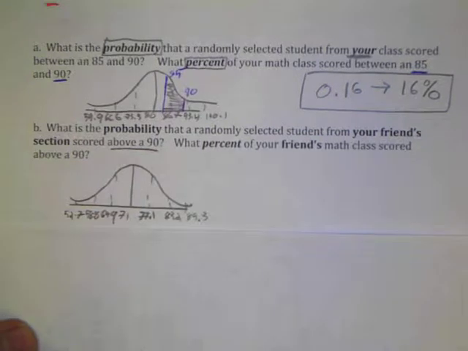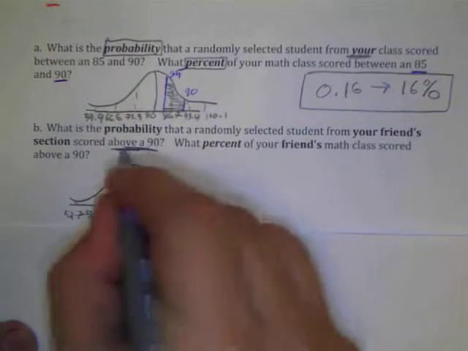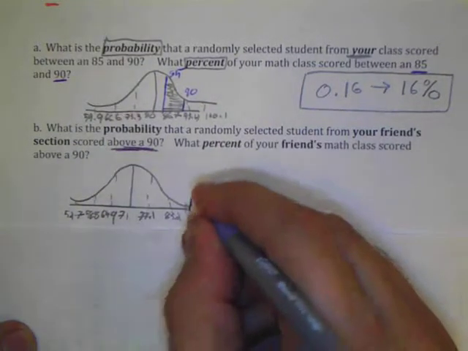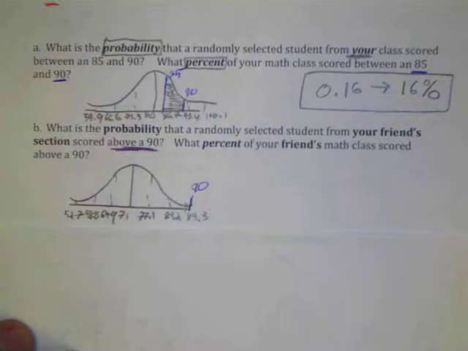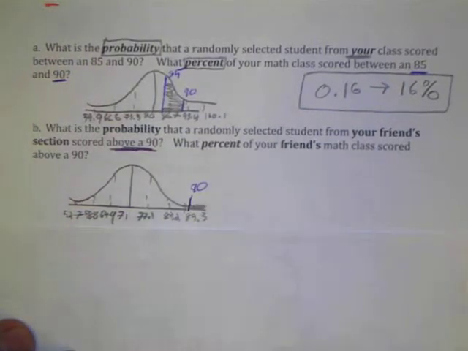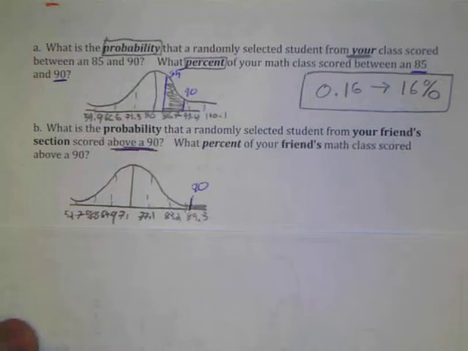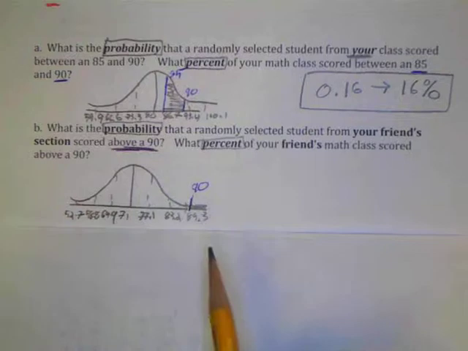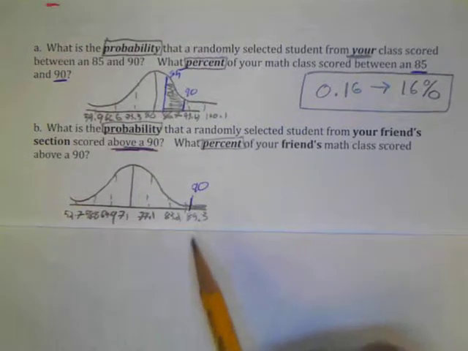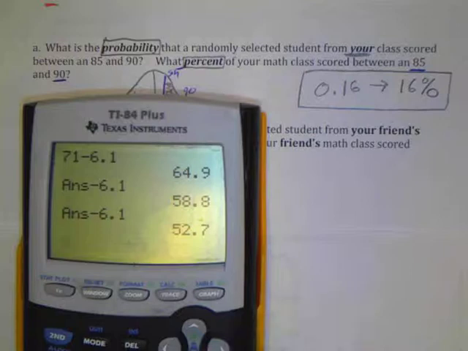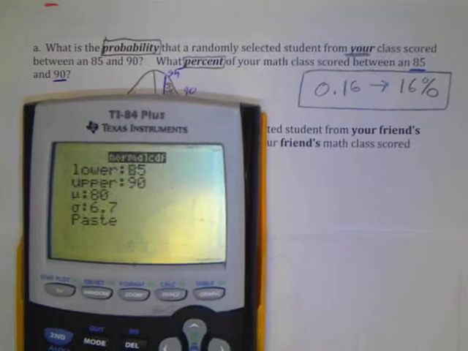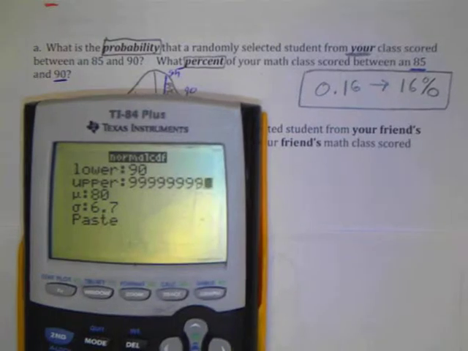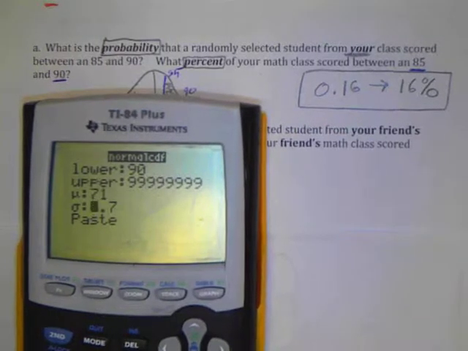All right, and I want to know what's above a 90. Well, if I look right here, above a 90, that's even past the 3rd standard deviation. So I want to go above, which is over here. So I'm going to think it's not a lot. And I want, again, probability and the percent. So you're going to take what the calculator gives me and turn that into a percent, just as we did above. So you go back to second vars, CDF. Lower is 90, but since I shaded to the right, I want a really big number, 99999. The mean was 71 and standard deviation 6.1.